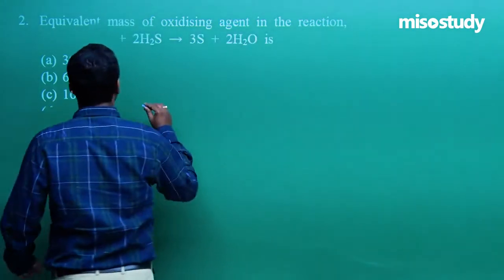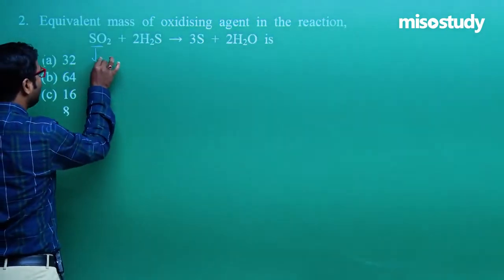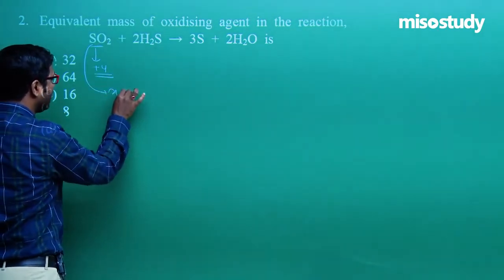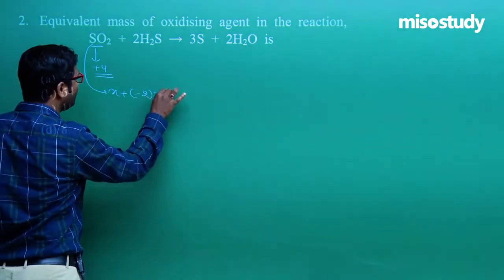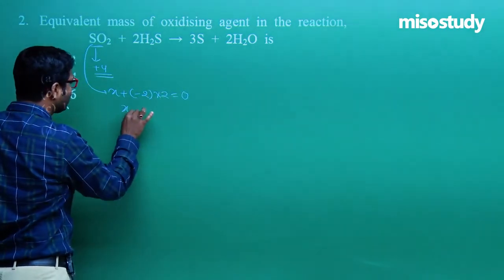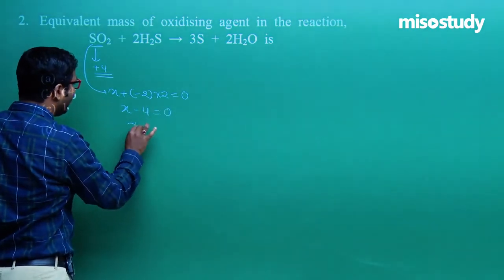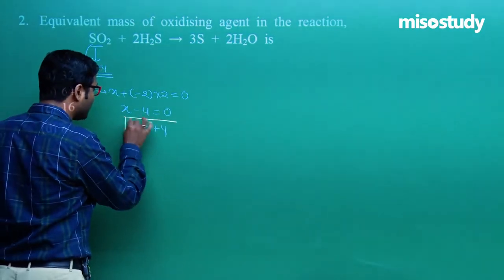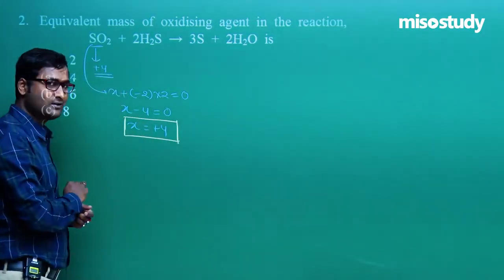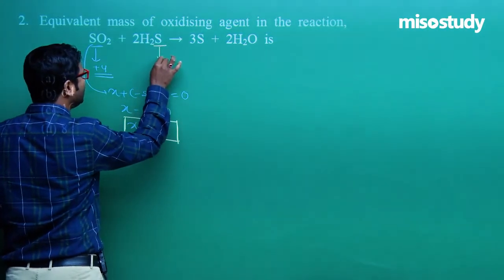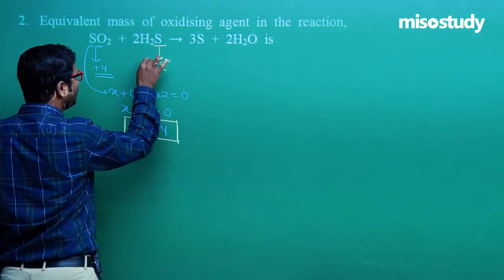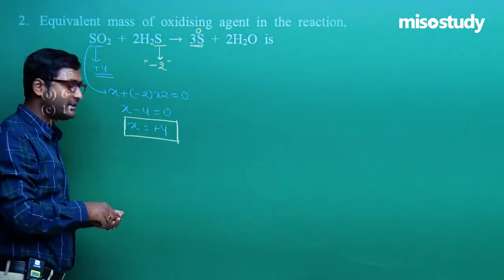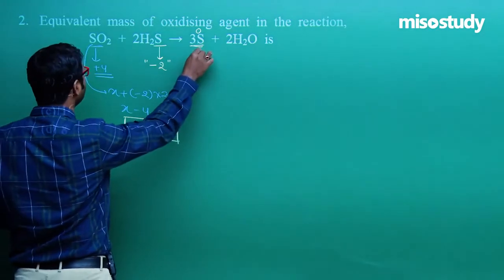If I talk about SO2, here sulfur is in +4 oxidation state. We know how to find it: X plus (-2) into 2 is equal to 0, X minus 4 is equal to 0, X is equal to +4. Clear, friends? Sulfur is in +4 oxidation state. Yes sir. Now here sulfur is in -2 oxidation state. Clear? Now here sulfur is in 0 oxidation state, elemental form. Now +4 to 0.